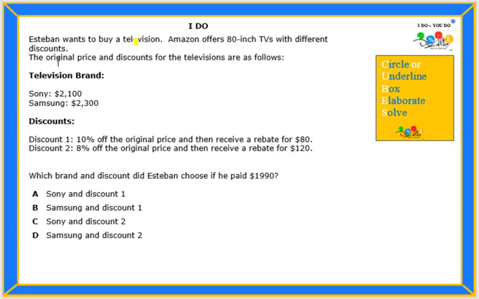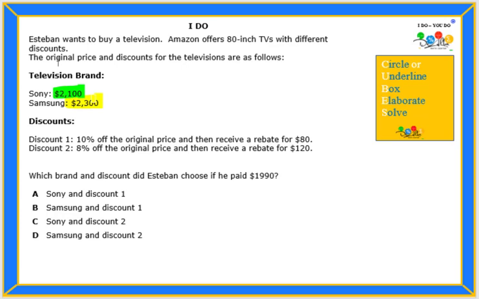Esteban wants to buy a television. Amazon offers 80-inch TVs with different discounts. The original price and discounts for the televisions are as follows. Television brand: Sony has an original price of $2,100. Samsung has an original price of $2,300.